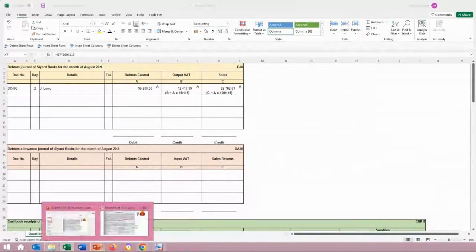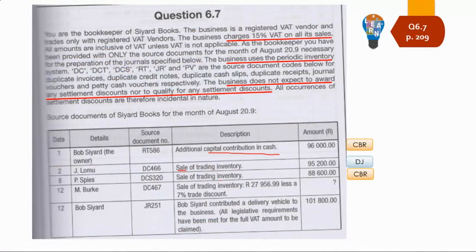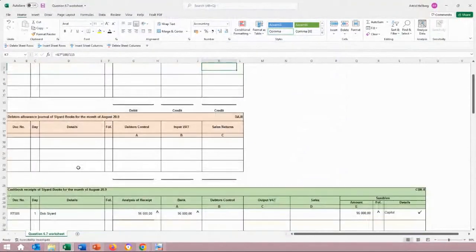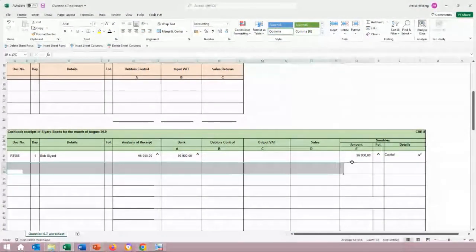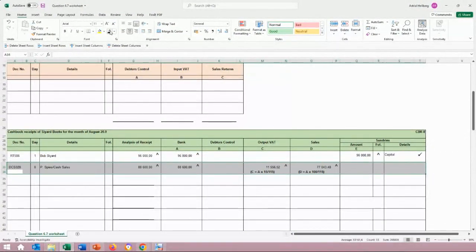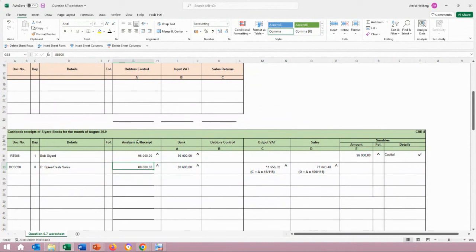And then the second one we said is sale of trading inventory for cash for 88,600. So this one, the bank would be the 88,600. It would be both in the analysis of receipts as well as the bank because it was a cash slip. So we processed it on the cash register roll. And then we've got the output VAT, which is the 88,600 multiplied by 15 over 115. And the sales amount is 100 over 115.